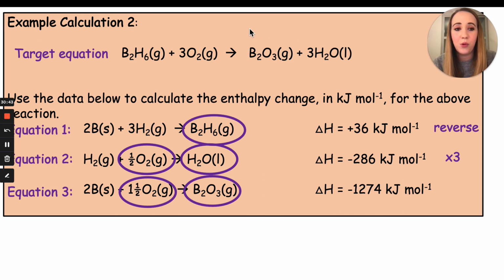Exactly the right number of moles is what we need for our target equation, so 1 mole on the right hand side. So we're going to leave equation 3 exactly as it appears. We're not going to change that at all. Otherwise we're not going to get the correct amount of B2O3.